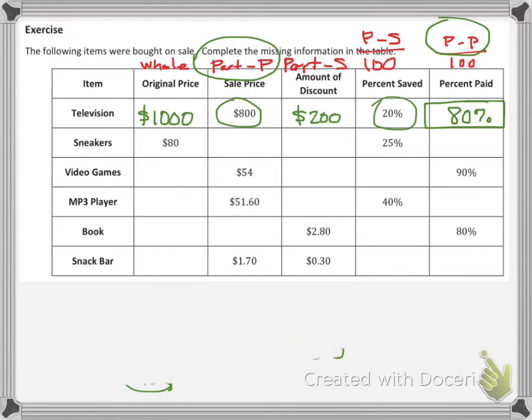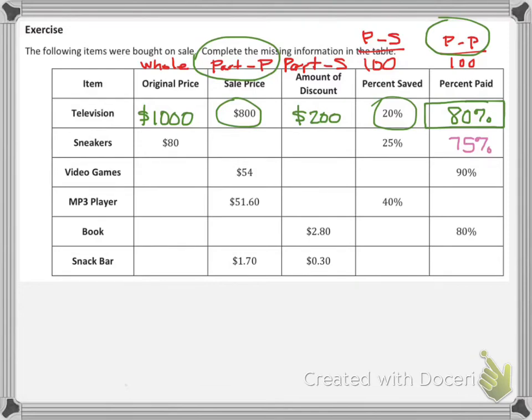All right, let's do another one. Let's try the sneakers. Okay, so the sneakers, I know the original price is $80. That's a whole. And I have the percent saved, and I can quickly get the percent paid. 100 minus 25 is 75%. So I know that. Those two have to add up to be 100. That's no problem.